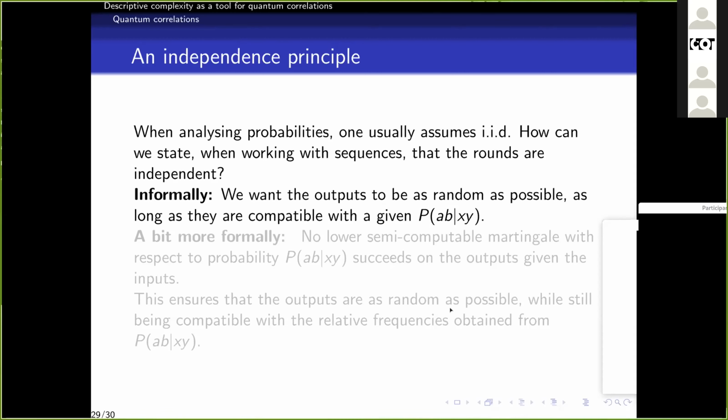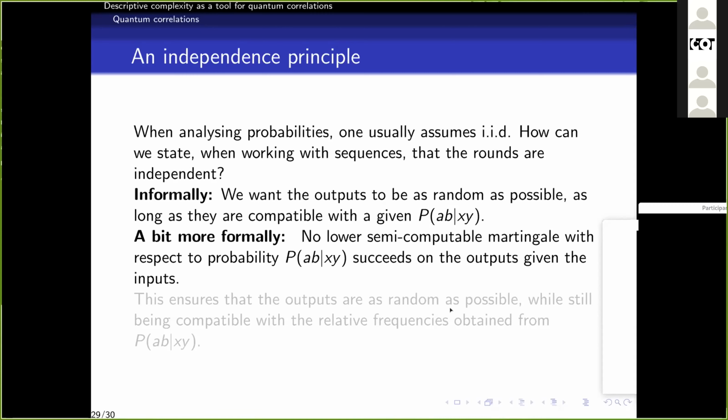A bit more formally, which is again work with Nicolas Ciancalini, we want no lower semi-computable martingale with respect to this probability of AB given XY to succeed on the outputs given the inputs. So basically, if we are playing the game of betting on the next outputs, knowing the inputs, we won't be able to win an arbitrary amount of money. This means that we are having outputs that are as random as possible.